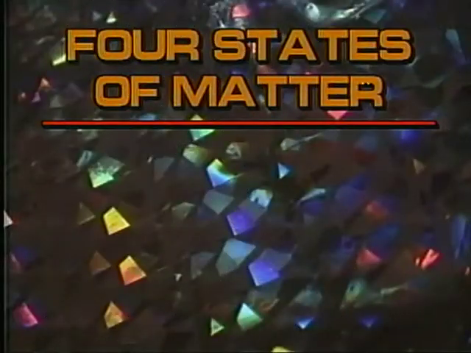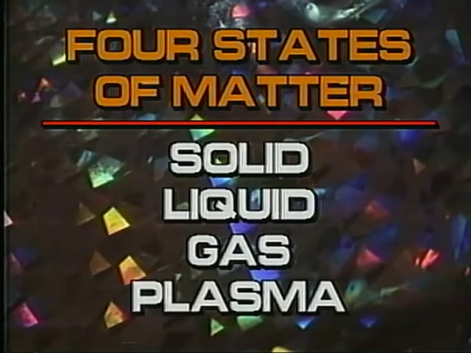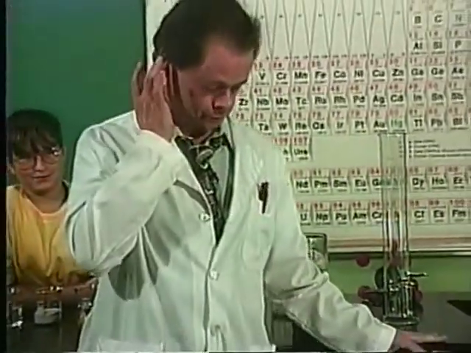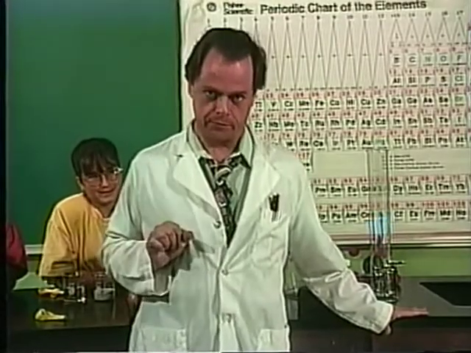Now, there are 4 states or forms of matter: solid, liquid, gas, and plasma. To understand what makes each different, you need to know that volume is the space occupied or filled by an object. Solids have a definite volume and a definite shape. Liquids have a definite volume, but no definite shape.